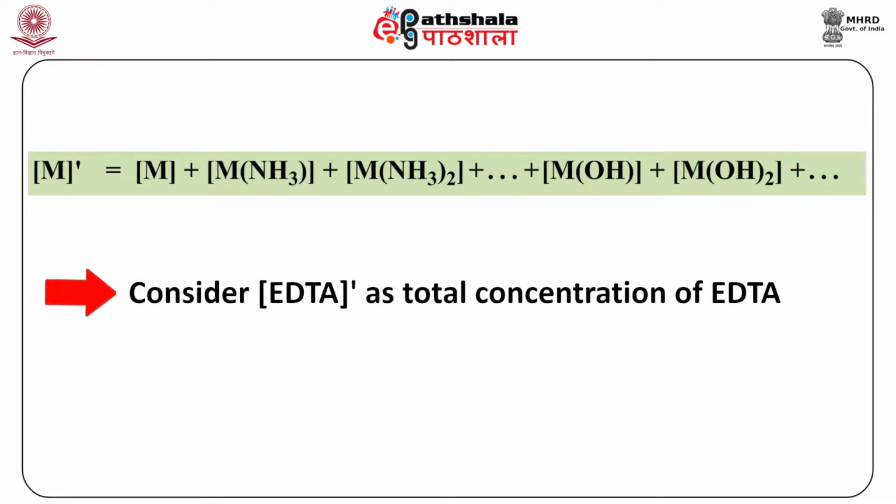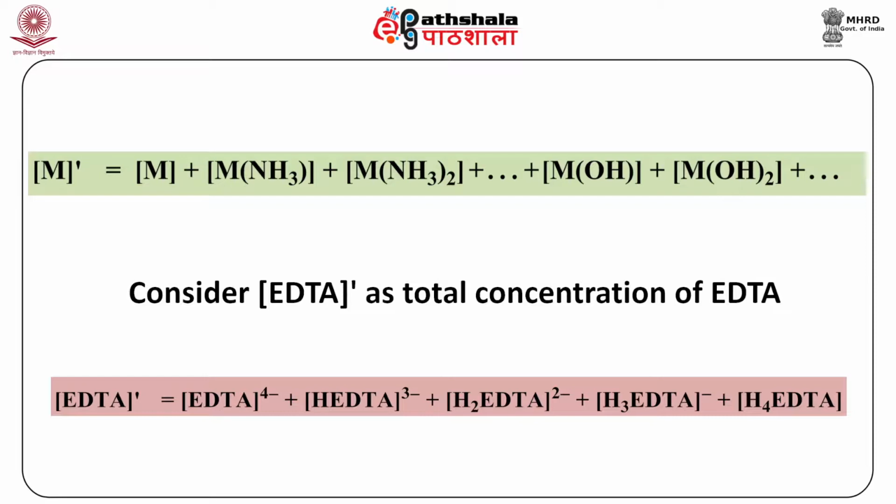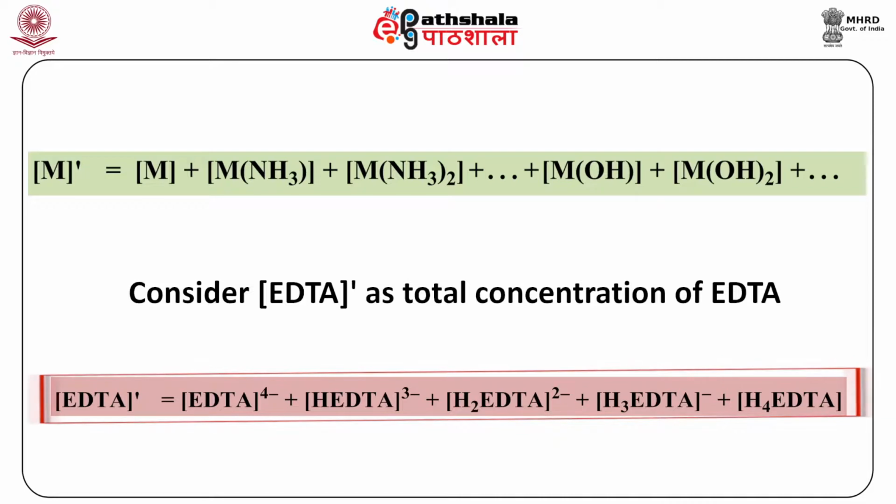Further, let us consider EDTA' as the total concentration of EDTA, that is H4EDTA and all its anions, apart from the concentration of the complex under investigation. Mathematically it is represented as [EDTA'] is equal to the concentration of EDTA4- anion plus HEDTA3- plus H2EDTA2- plus H3EDTA- plus H4EDTA. Note here that EDTA4- is the unprotonated EDTA.